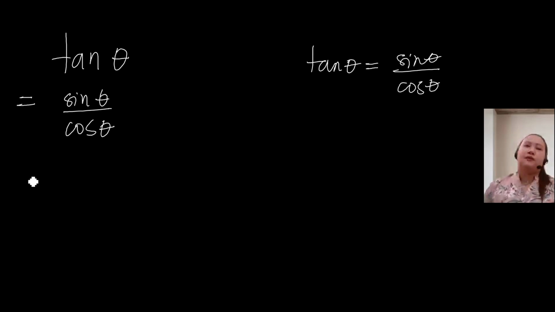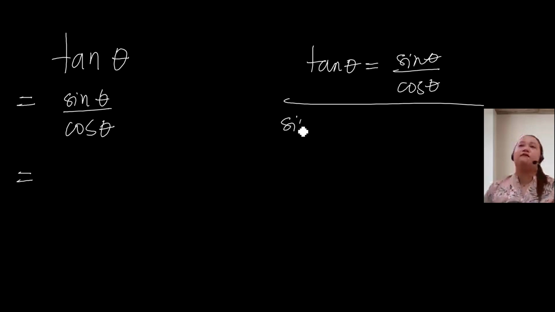And then, what's next? We have to find a way how we can write sine theta in terms of cosine theta only. Remember that in the Pythagorean identities, we have sine squared theta plus cosine squared theta equals 1. Why are you going to make use of this identity? It is because you have here sine and cosine only, and no other trigonometric functions can be seen.